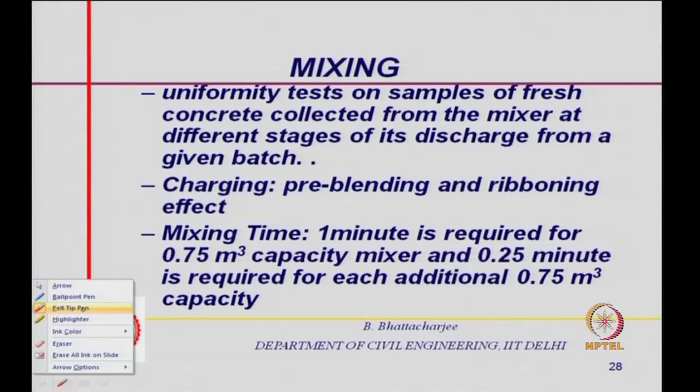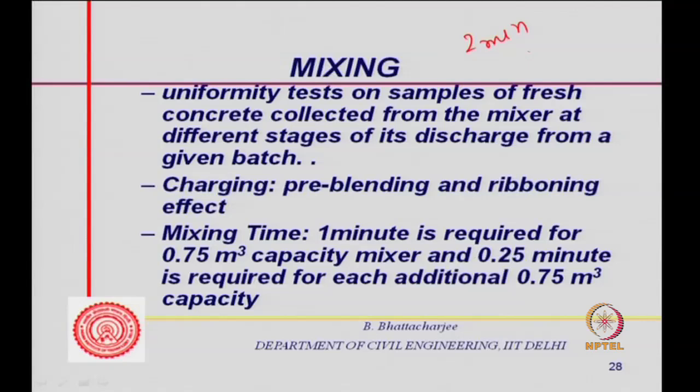So, I can take from the first 15% of the discharge time, uniformly discharging, let us say. I have got actually 120 seconds, 2 minutes, and 15% of that will be about 18 seconds. So, I can take from the first 18 seconds some concrete, and cast samples out of it, test for slump, cast samples, cubes, etcetera.